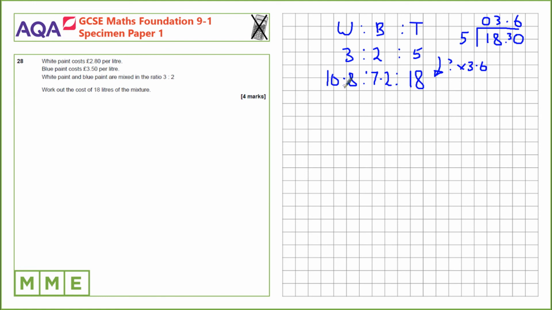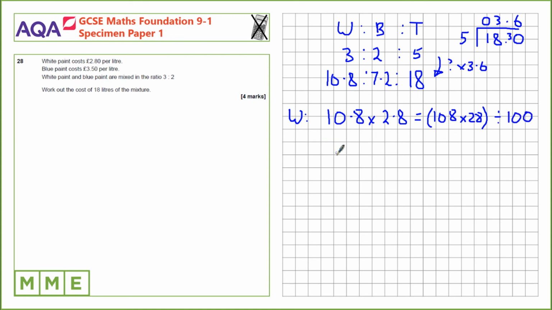We need to work out the cost of 10.8 litres of white paint and 7.2 litres of blue paint. Let's do that for white paint first. So 10.8 litres multiplied by £2.80. We're going to rewrite this calculation to make it a little bit easier. 108 times 28, we've multiplied this by 10 and this by 10, which means we've multiplied by 100. So we're going to have to divide by 100 after the calculation.